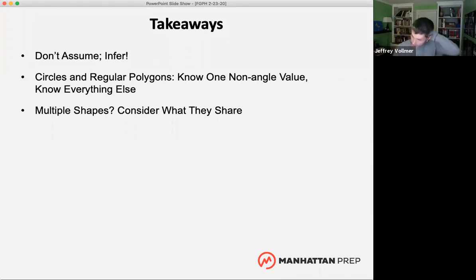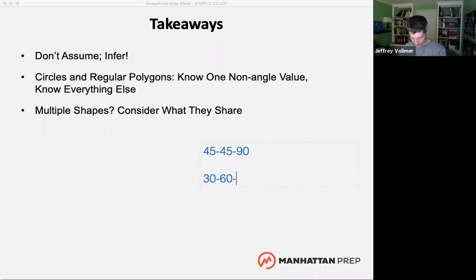Are there readings in GMAT Interact? I don't know. They might go over some of the special right triangle properties in Interact. I would just say, look, the only two triangles that you really need to know are the 45-45-90 triangle and the 30-60-90 triangle. I would just memorize the side ratios associated with these triangles. It's good flashcard material.